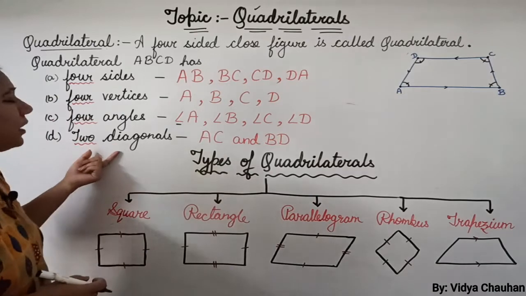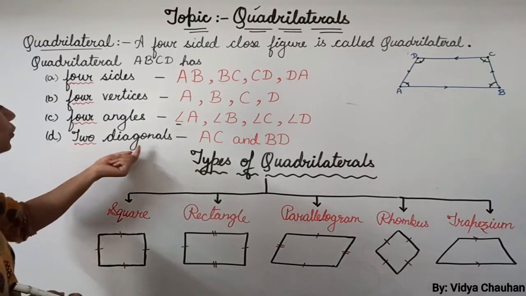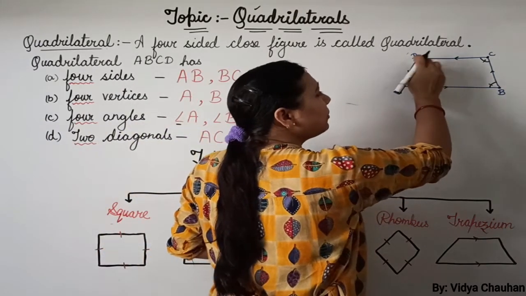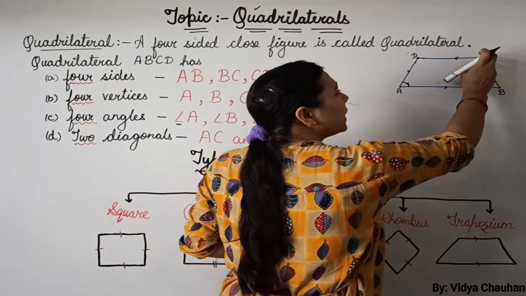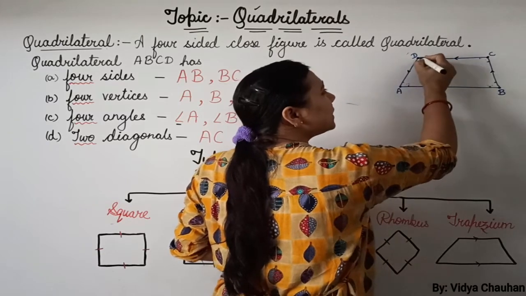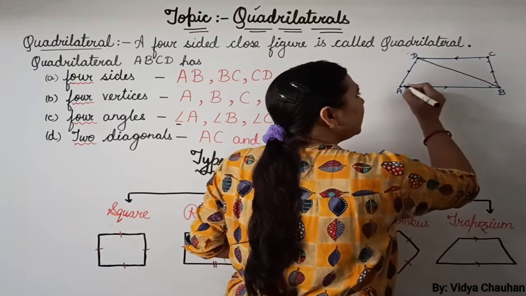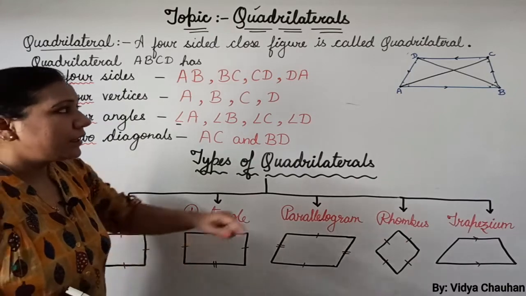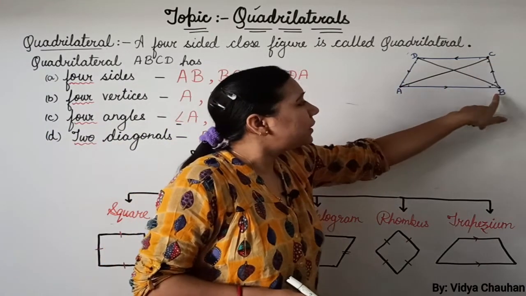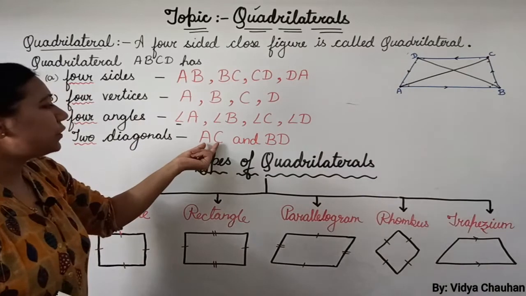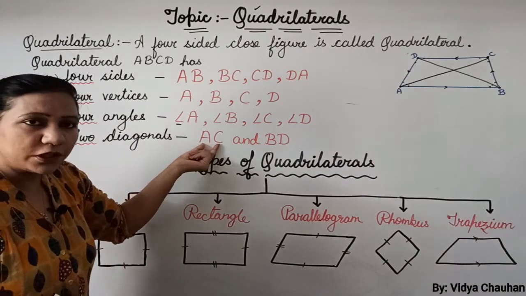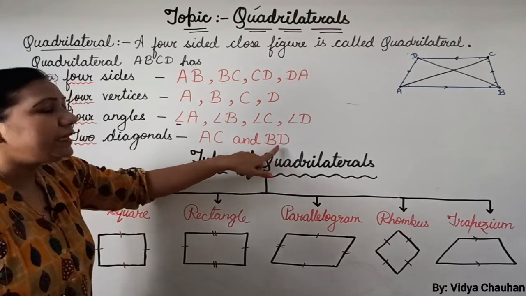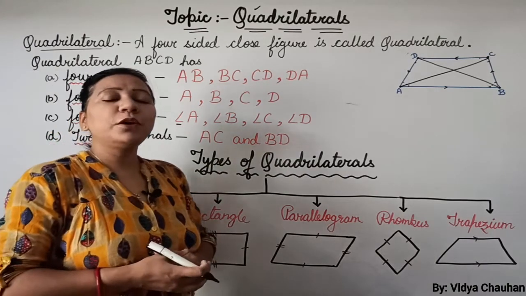At the same time, a quadrilateral also has two diagonals. What are diagonals? Diagonals are the line segments joining, or connecting, the opposite vertices. So these are the two diagonals of this given quadrilateral. The line joining A and C, which are opposite vertices, is our first diagonal, AC, and the second diagonal is BD. So this is all about quadrilateral.